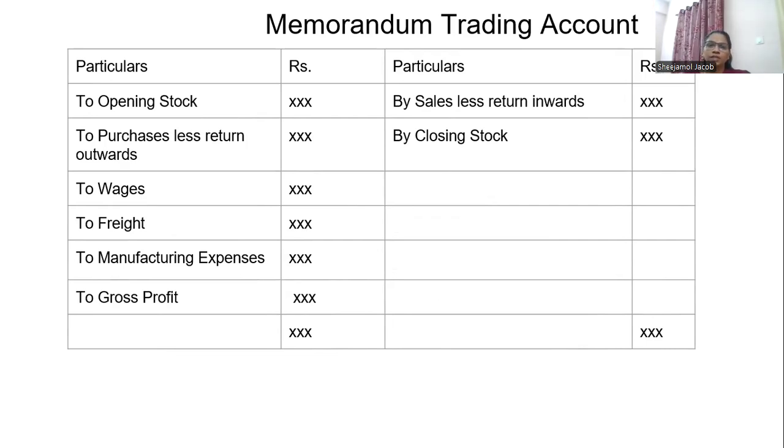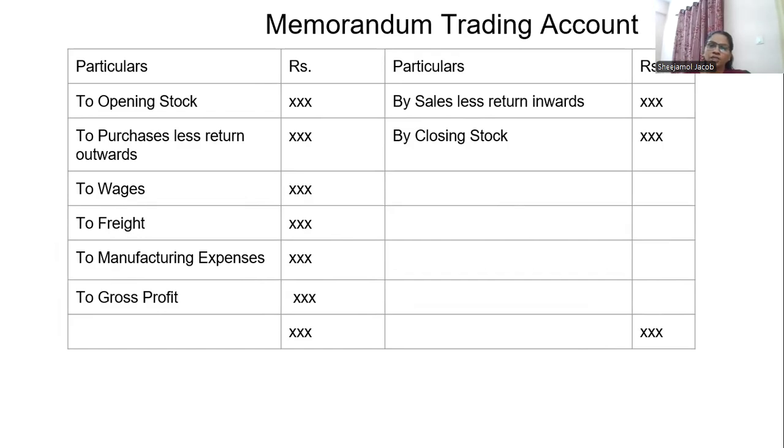This memorandum trading account is similar to the trading account, and all the same items are to be included. What are the items to be included in trading account? That should be included in memorandum trading account. The items are: to opening stock, to purchases less returns, then to wages, to freight, to manufacturing expenses. And on the credit side, you have to write by sales less returns, then by closing stock. The balancing figure here is gross profit.